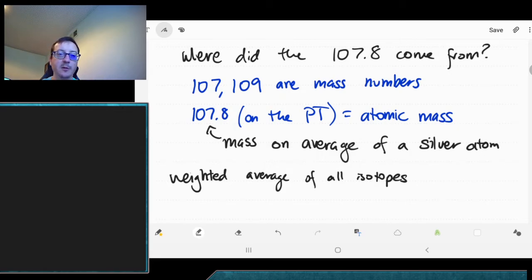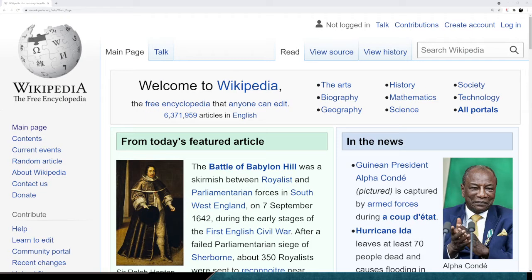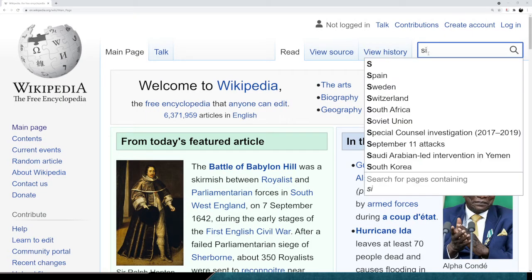So I closed Wikipedia for some reason. Let me pop it open again. Okay, one sec. Let's get that back. Okay. Back to Wikipedia we go, and we were looking at silver.